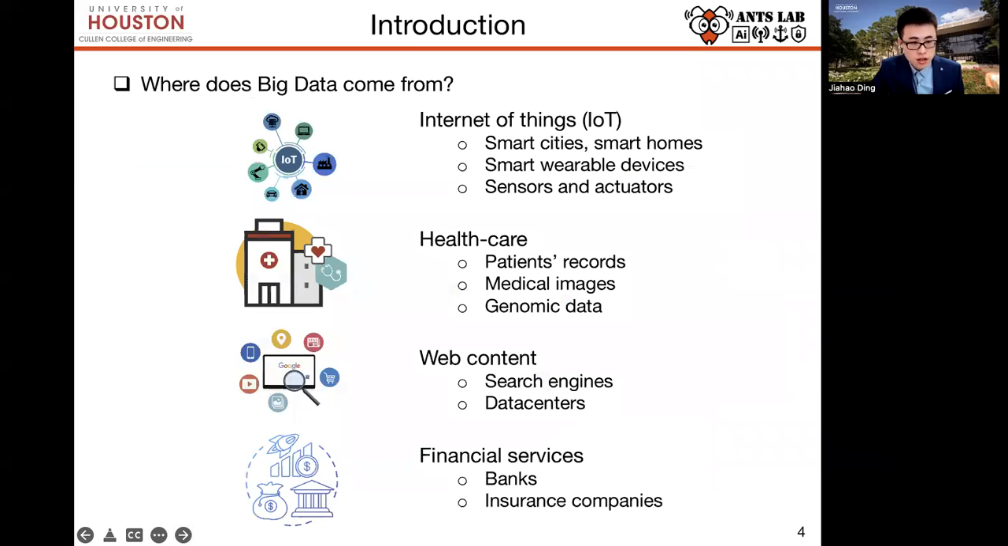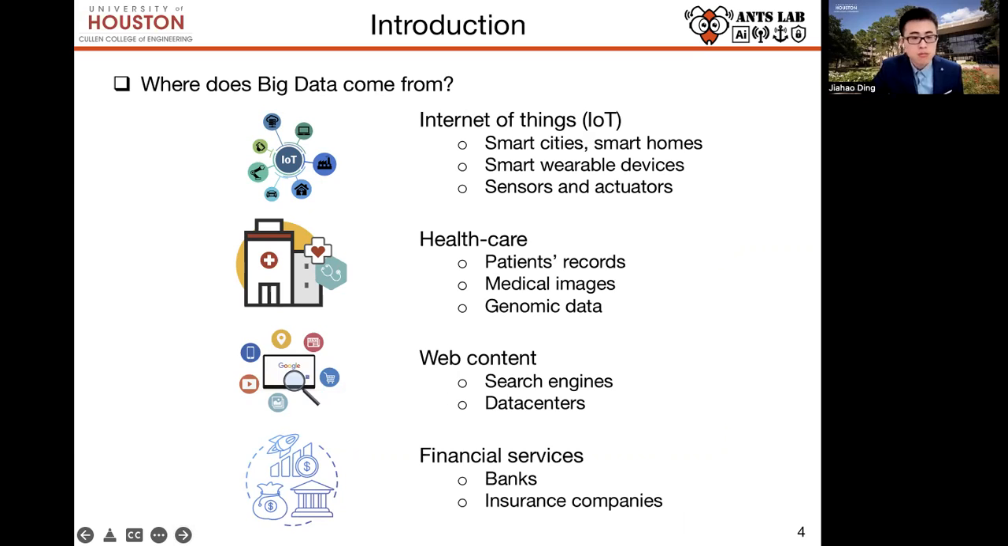So one question here is, where does the big data come from? We can think of an example like the Internet of Things. The data comes from smart cities, smart homes, and smart wearable devices, and the data is sent through billions of sensors. We can think of healthcare data through patient records and medical images, and also some data from web content like search engines and data centers. And we have a lot of data from financial services like banks and insurance companies.